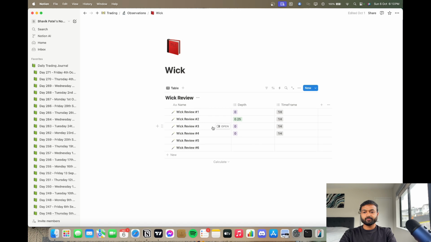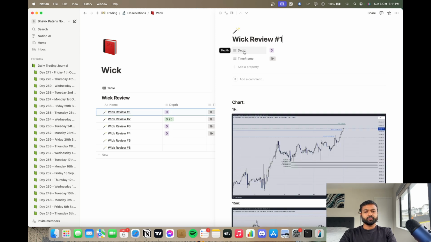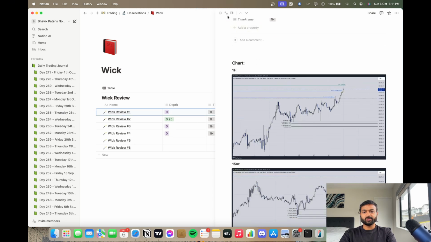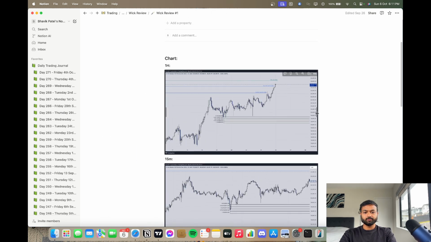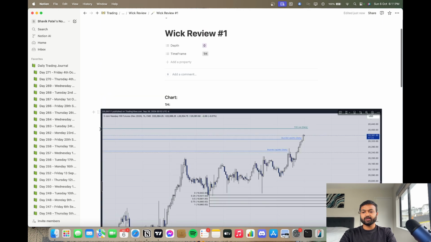If I go into Wick, this is still a work in progress, but Wick review 1. My main tags that I want to see in a wick are how far price trades into it and the time frame the wick is on. Maybe I'll look for more properties, but at the moment these are the two things I have. If I go here, you can see this was an hourly wick that formed on maybe the 21st or 2nd, but price has only traded into it once. And then I write down exactly what I observed.